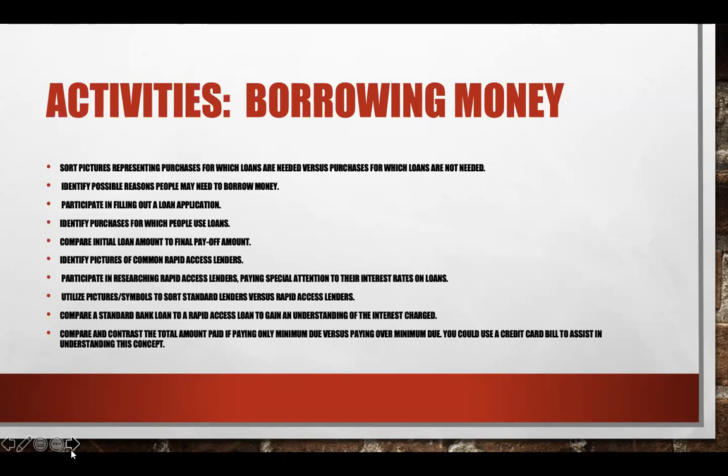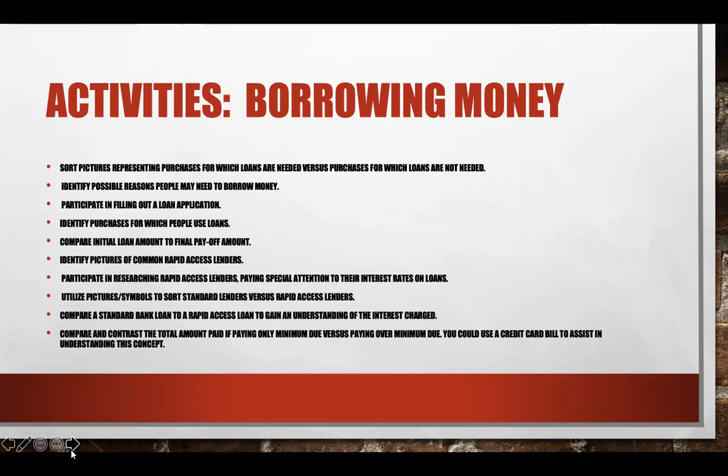All right, so what are some activities for borrowing money? You can sort pictures representing purchases for which loans are needed versus purchases for which loans are not needed. So that's one way to get that concept across to the students. Identify possible reasons people may need to borrow money, having students talk that out. Participate in filling out a loan application. So I would follow that up with also providing them a sample.